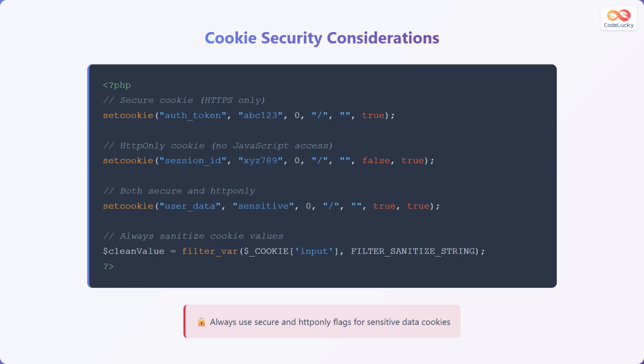The third argument is the expiration time, which is set to 0, meaning the cookie will expire when the browser is closed. The fourth argument is the path, which is set to /, meaning the cookie is available to all pages on the website. The fifth argument is the domain, which is left blank, meaning the cookie is only available to the current domain. The sixth argument is secure, which is set to true, meaning the cookie is only sent over HTTPS. The seventh argument is HTTP only, which is set to true, meaning the cookie is not accessible via JavaScript.